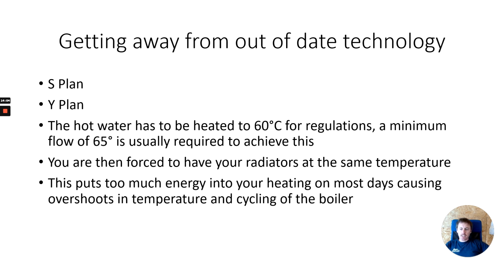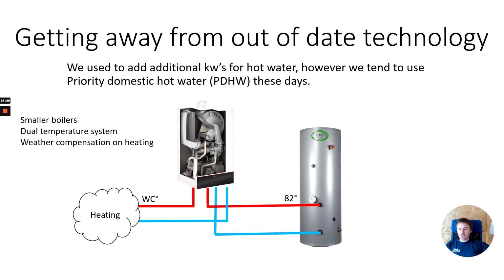This puts far too much energy into the room for your heating on most days, causing overshoots in temperature and cycling of the boiler. Bear in mind, the average temperature is 9 degrees outside, and it's -3 probably 1% of the time. So you don't need that flow temperature going through your radiators. Again, you're just racing towards red lights. So by controlling it in this way, you're losing efficiency.